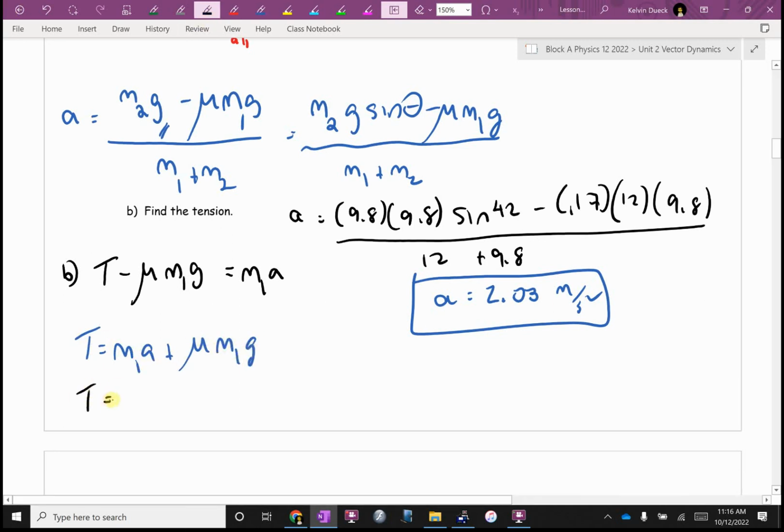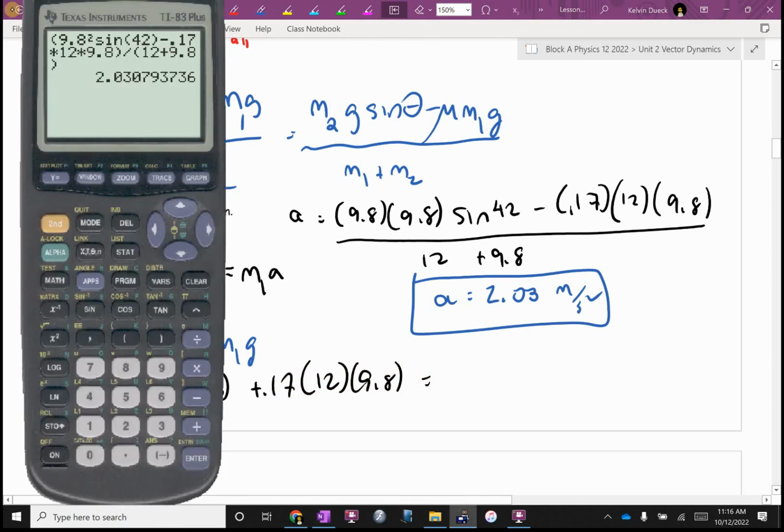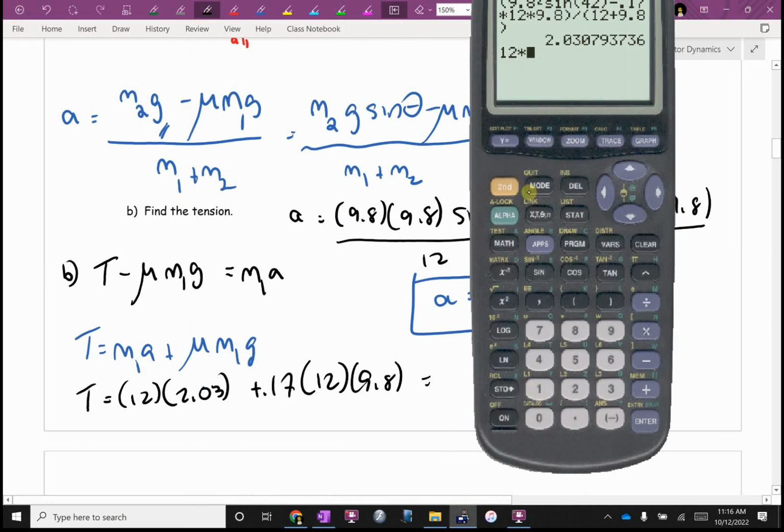It's going to be m1, which was 12. I'm going to write 2.03, but I'm going to use my answer button, plus 0.17 times 12 times 9.8. And I get 44.4.